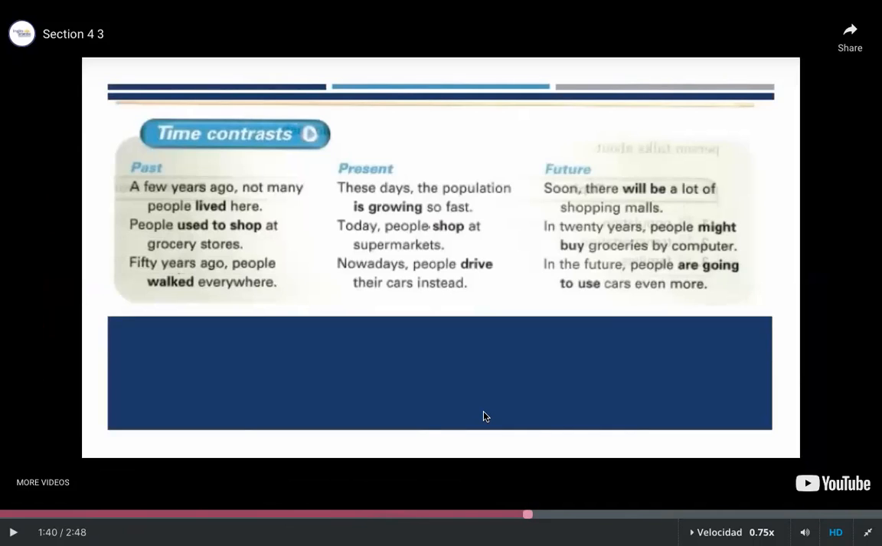A few years ago, not many people lived here. People used to shop at grocery stores. 50 years ago, people walked everywhere. These days, the population is growing so fast. Today, people shop at supermarkets. Nowadays, people drive their cars instead. Soon, there will be a lot of shopping malls. In 20 years, people might buy groceries by computer. And in the future, people are going to use cars even more.